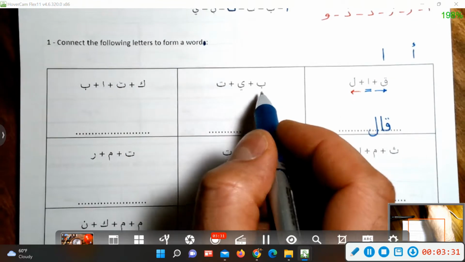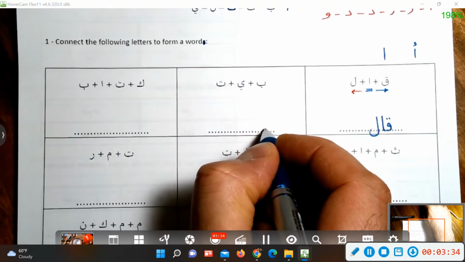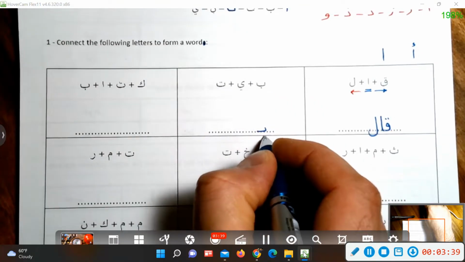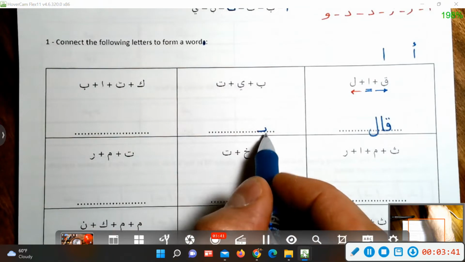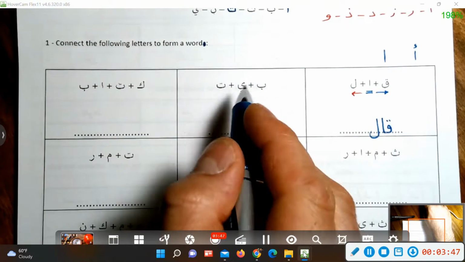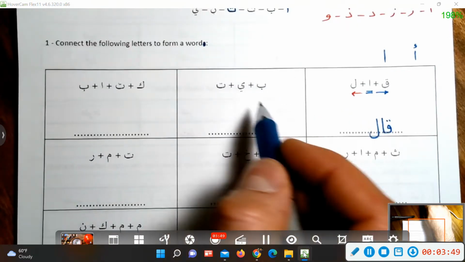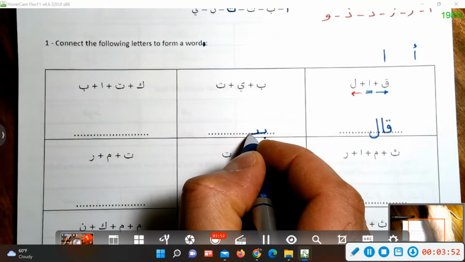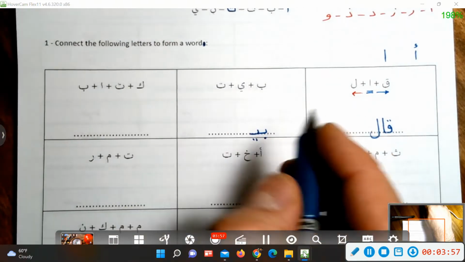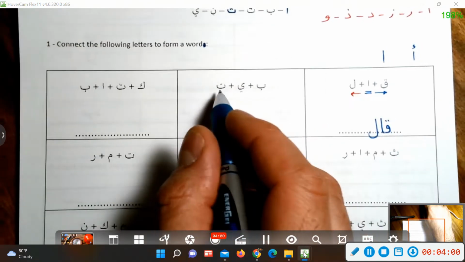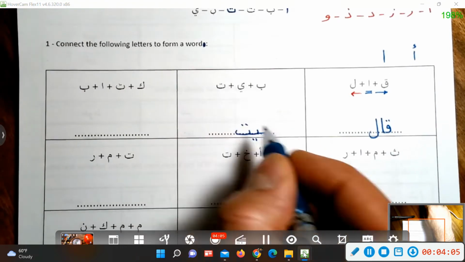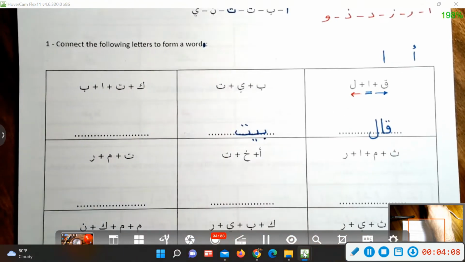Second word, ba, ya, ta. Now, the head of the ba stays, and we put the dot under the beginning of the ba, under the tooth. The ya has to transform because now it's going to be connected. So it's going to change into this shape. Ta stays as it is, but gets connected. So this is bayt, ba, ya, ta.